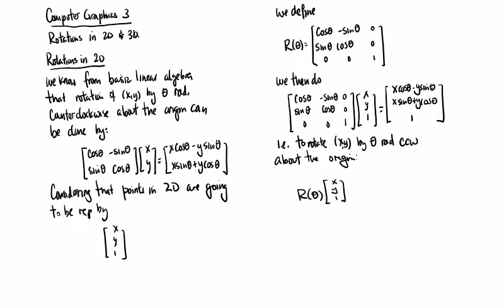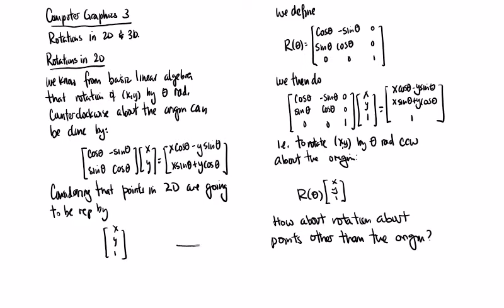So, very simple, but before we go to 3D, let's ask this question. How about rotating around other points, points other than the origin? Just to clarify, in this particular case, we're taking a point xy right here, and rotating it around the origin by some number of radians to get a new point. So what happens if we want to rotate around a different point?